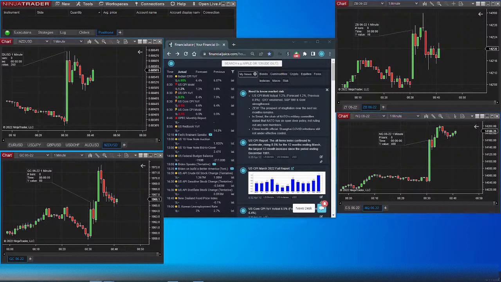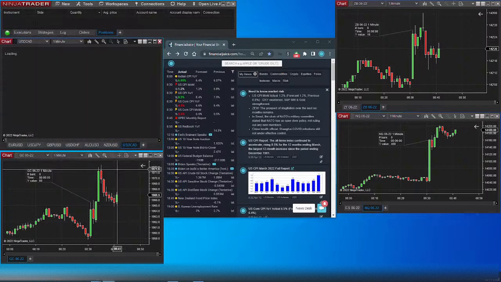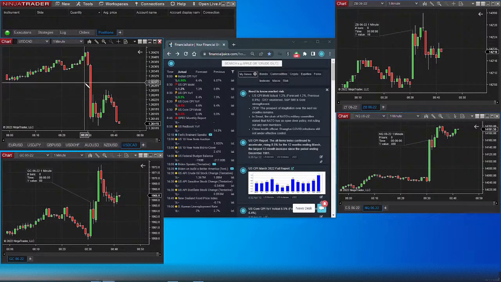New Zealand dollar is about 26 pips up. What am I missing? Dollar CAD. That's a nice reaction. About 22, 23 pips down.